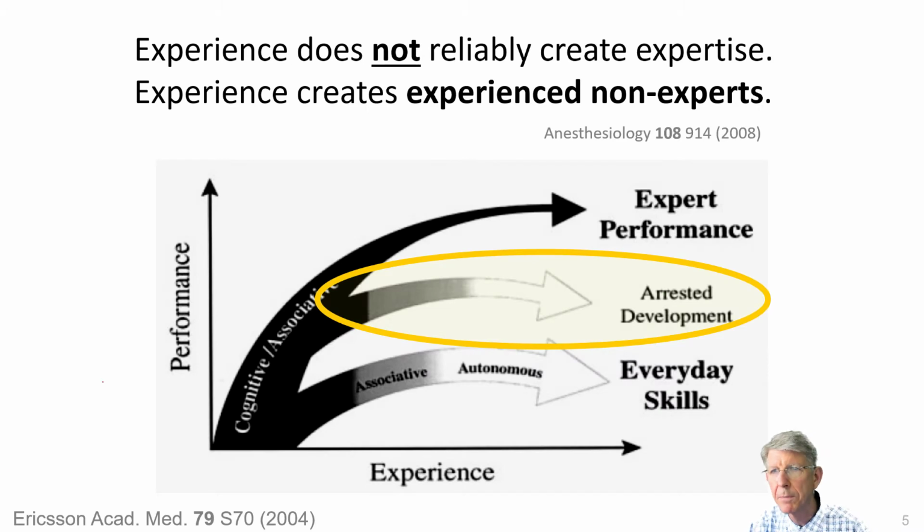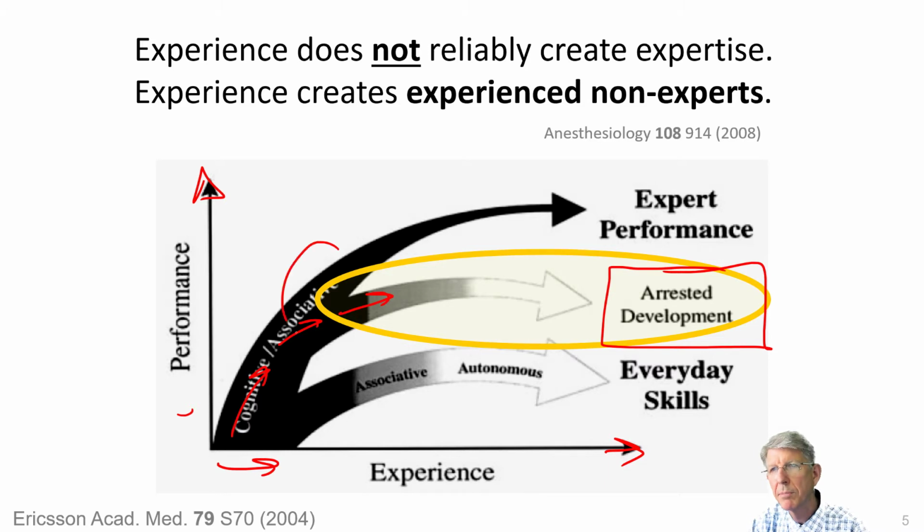So what we have here is a nice example written by Dr. Anders Ericsson back in the early 2000s, where he showed the typical ways people progress in their careers. Performance is on the y-axis here, and experience is on the x-axis here. Most adults will, over time, improve their performance, and so it goes, until they become very comfortable. This is what he called arrested development right here.